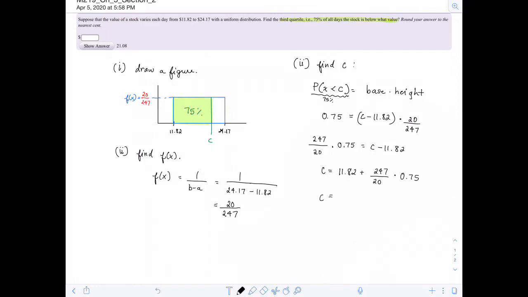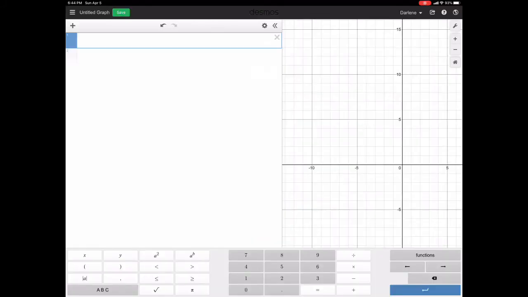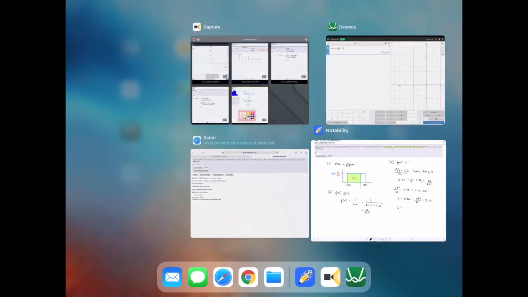I didn't do anything in the calculator yet. You know what? I'm going to put this all in the calculator right now. I'm going to have 11.82 plus 247 divided by 20 times 75% or 0.75. And so I get 21, and this is the dollar amount, so I'm going to round to the nearest cent. So I'll have $21.08.